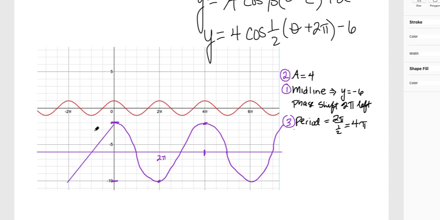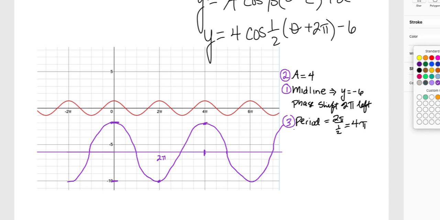Oh, autocorrect. Let's try it again. Get this down here. You guys get what I'm trying to do. Okay, good. So now that we have that done, I will probably do our final graph in an even darker purple, if that's even possible, or maybe I'll use a thicker line.